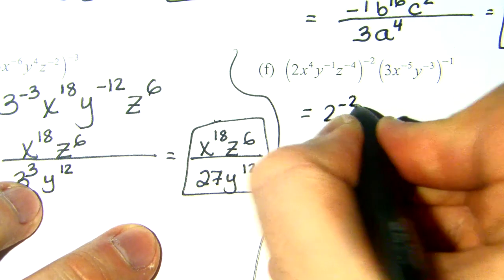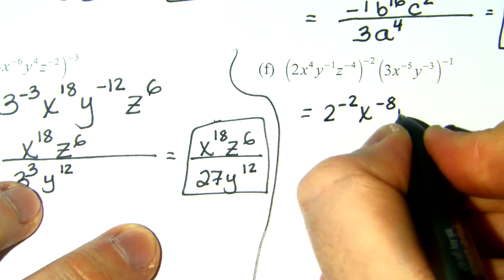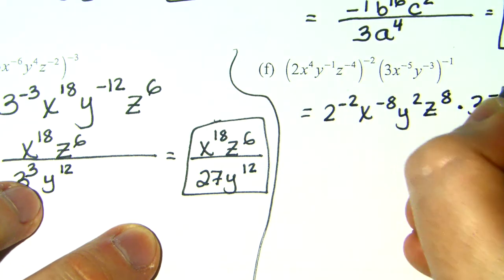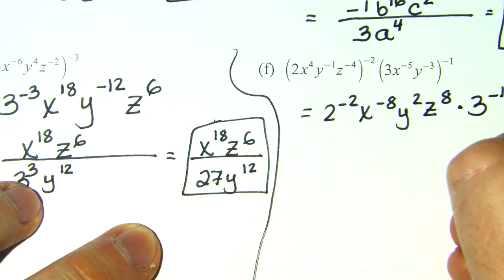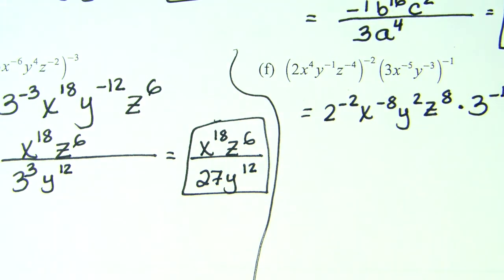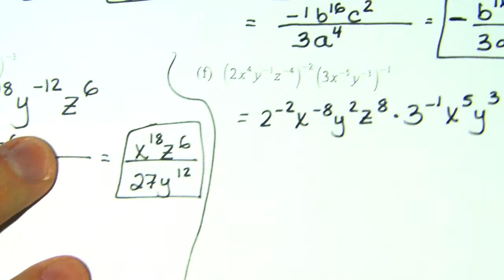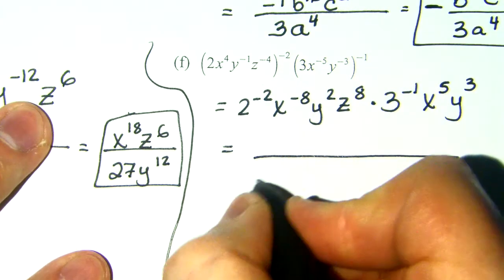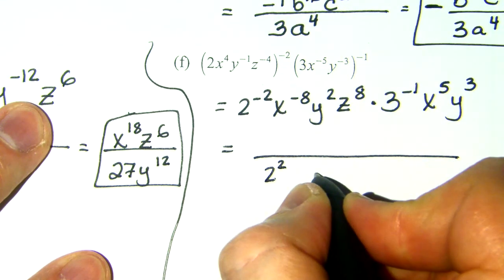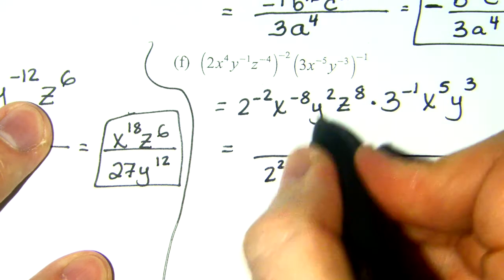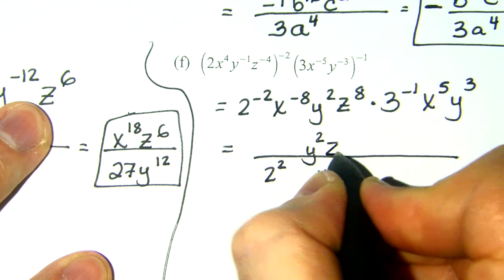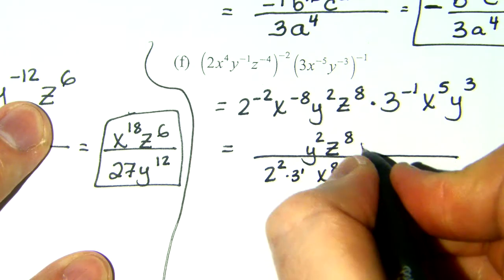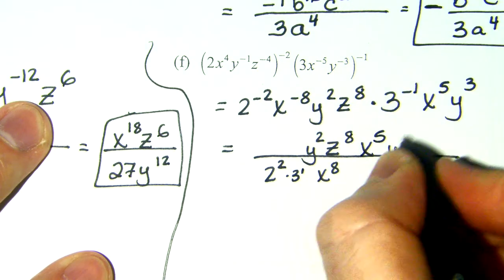Okay, 2 to the negative 2, x to the negative 8, y to the second, z to the 8th, times 3 to the negative 1, x to the 5th, y to the 3rd. Oops, it's off the screen. Should look like that. Now I'm going to start moving things. 2 squared to the bottom, x to the 8th to the bottom, y to the second on the top, z to the 8th on the top, 3 to the 1st on the bottom, x to the 5th on the top, y to the 3rd on the top.